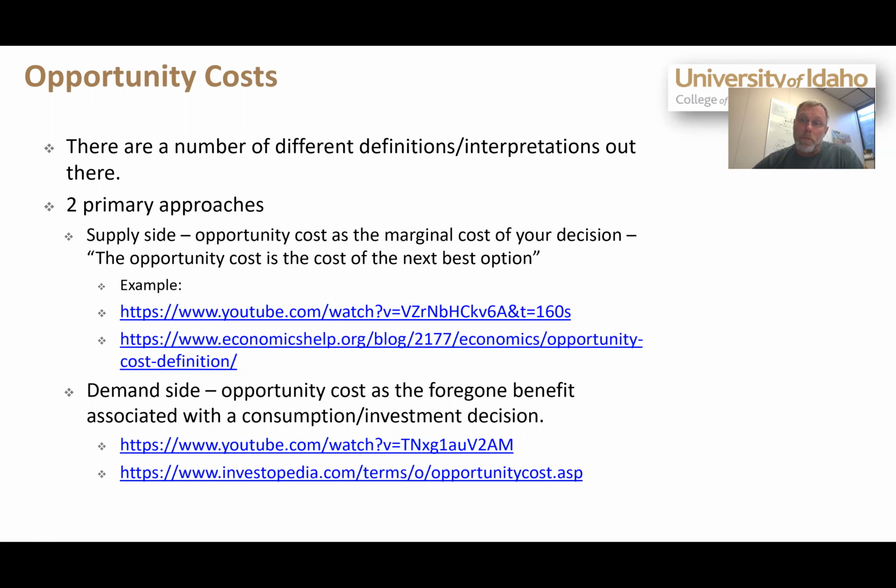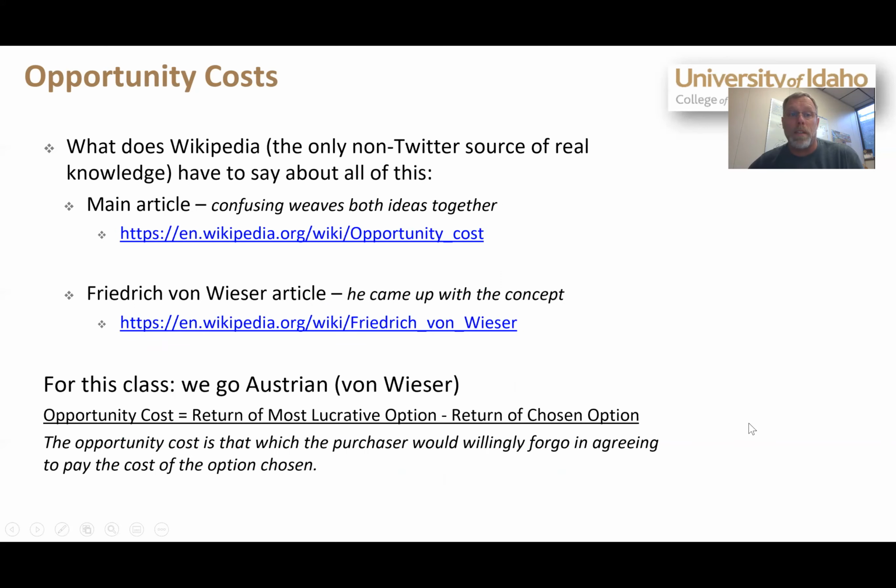There's also a demand side way, and that's this: opportunity cost is the foregone benefit associated with the consumption or investment decision. And so that decision is fundamental here. There's a neat little animated video. It's 1 Minute Economics, I think, on YouTube you can watch. I think they get it right. Or you can go to Investopedia and their opportunity cost page and look there if you'd like and see what other people say, but it's these 2 opposing views of what opportunity cost means.